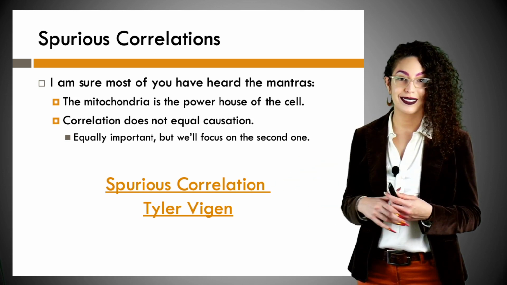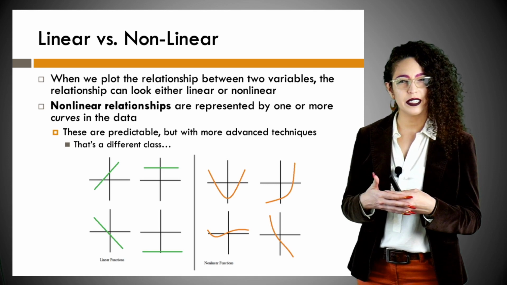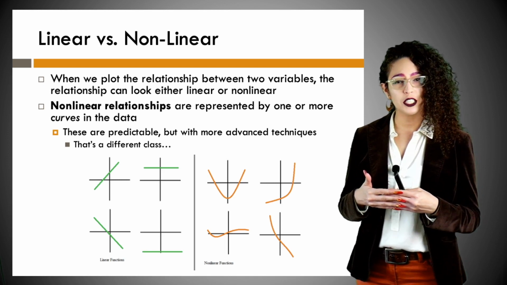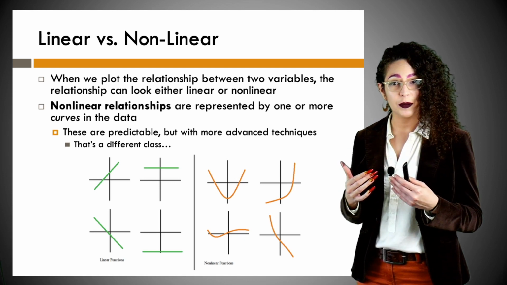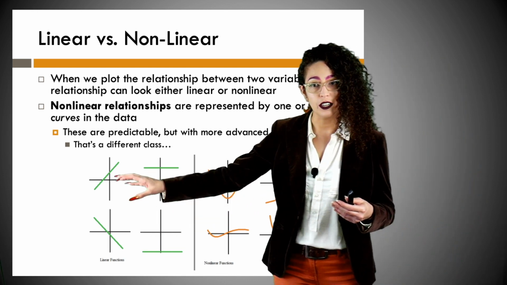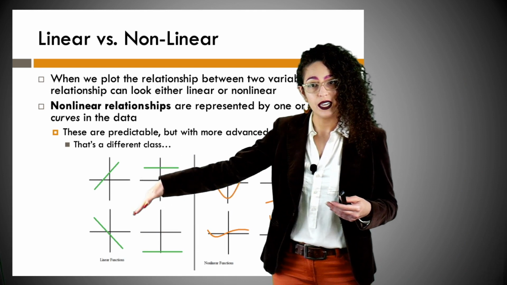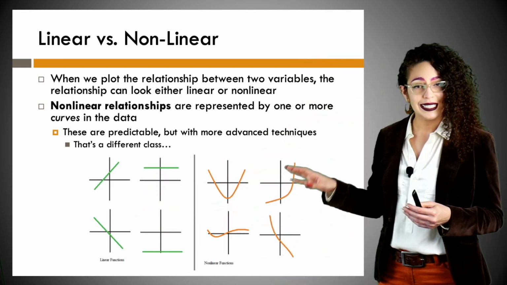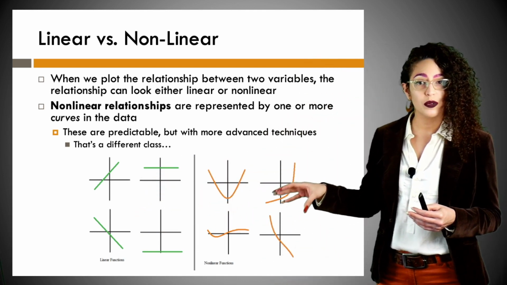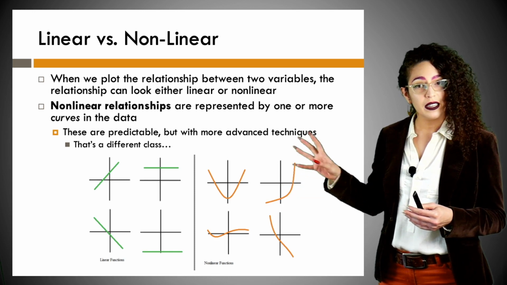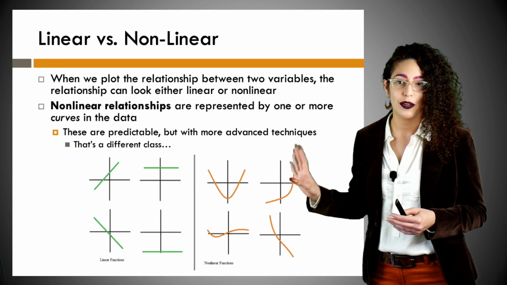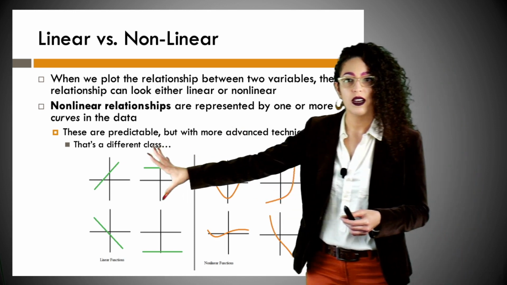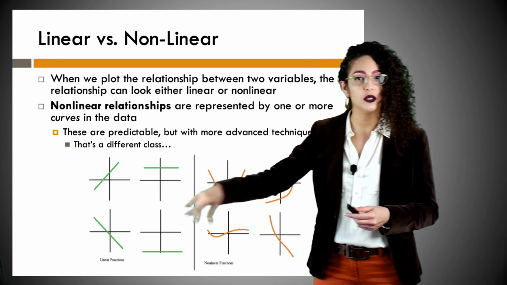This guy is great. Now let's look at that linear versus nonlinear thing again. We can plot the relationship between two variables. The relationship can either be linear or nonlinear. So these are all linear. They're all just one straight line. These are all nonlinear, and they're represented by one or more curves in the data. There is some prediction you can do with this, but that's a totally different, more advanced technique and way beyond this class. So we have to have these linear relationships to do a correlation.